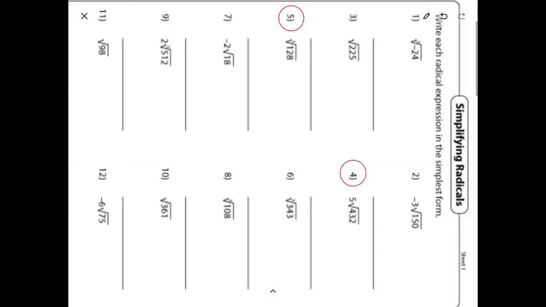So here's a handout that I have. I'm going to go over four questions. Two of them are going to just have numbers, and two of them are going to have variables because some radicals have variables, and you should know how to do those too. So let me jump into this.